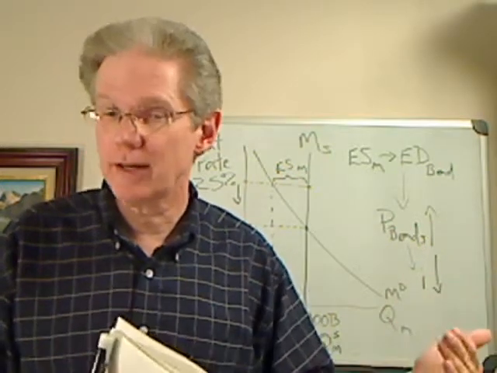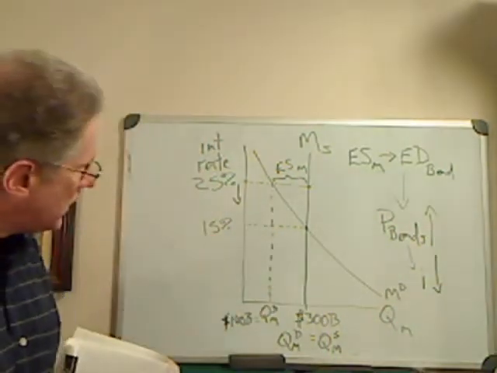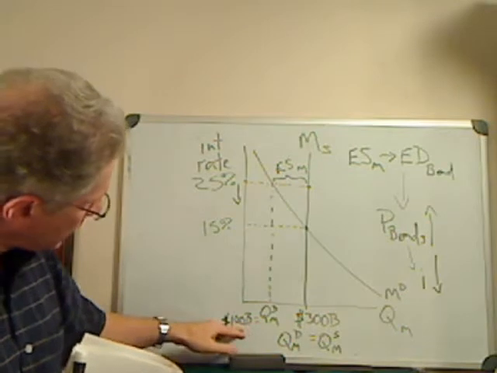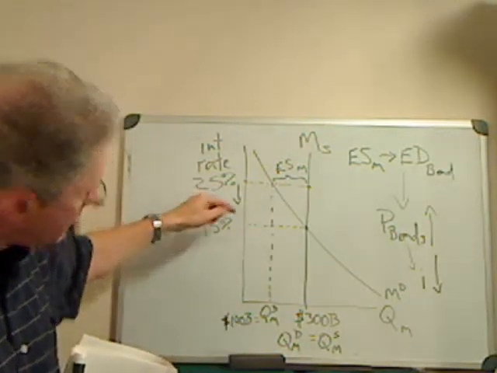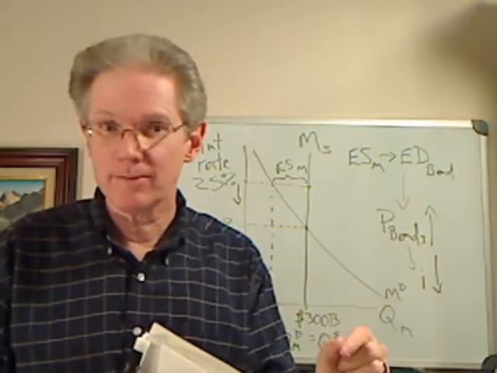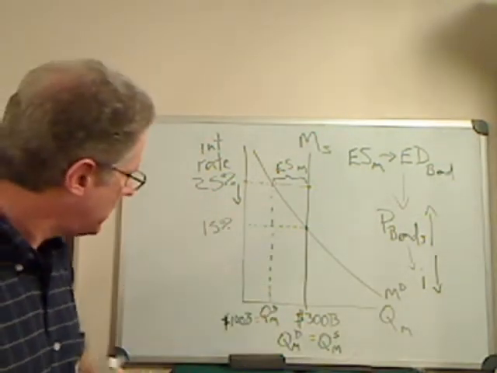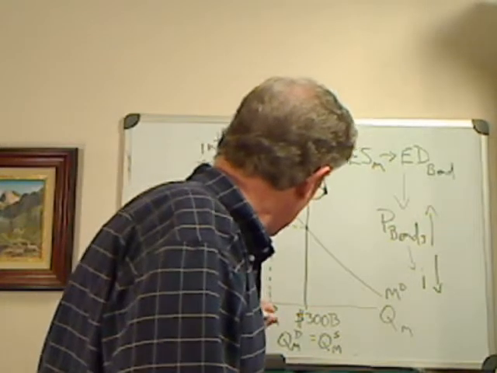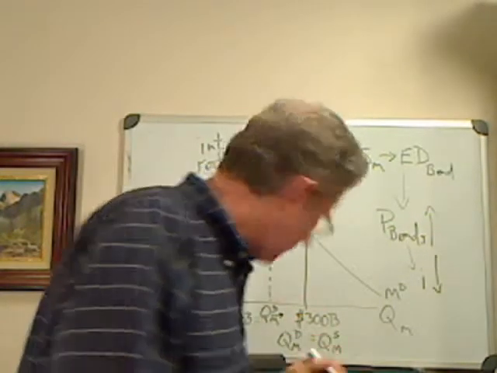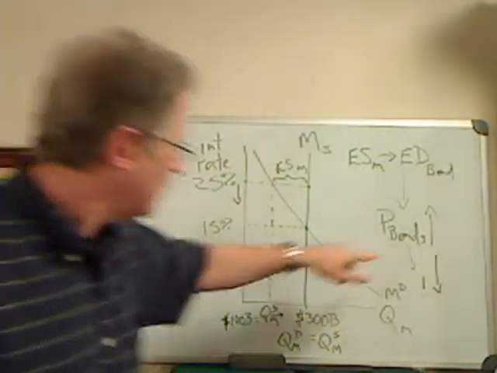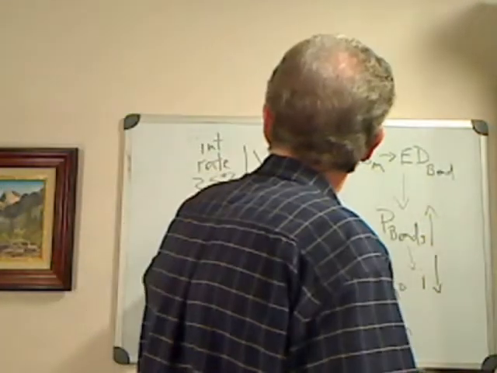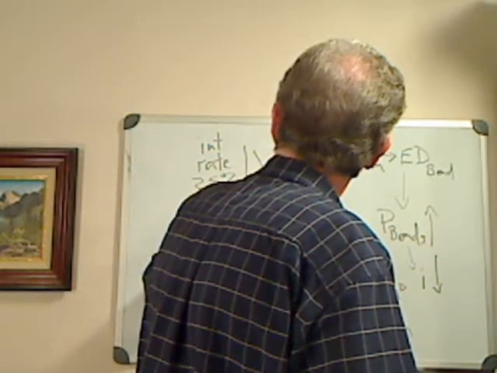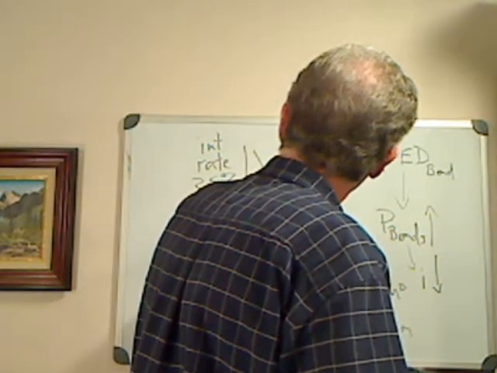Bonds aren't as attractive. And people decide, well, we don't want to hold just $100 billion since the lower interest rate is making bonds less attractive. People decide they do want to hold more than $100 billion. Okay? The lower interest rate is motivating people to choose to hold more money.